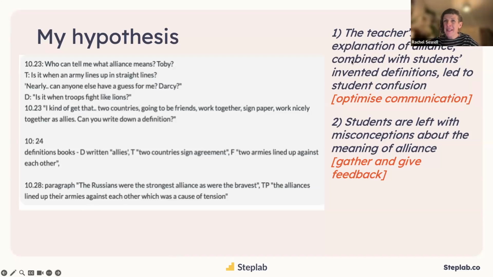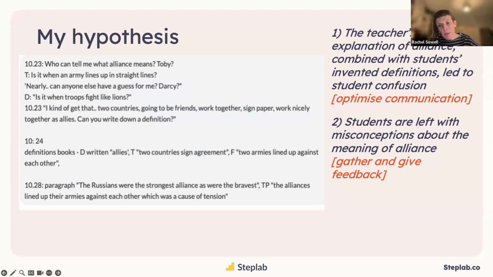So my first one is that an inaccurate approach to explanations led to students being really confused. And so perhaps I'm wondering, do we need the teacher to work on optimizing communication? So beginning with really clear explanations first. I'm also thinking, is it a bit of a problem with the teacher perhaps not gathering enough feedback? Like, should the teacher have picked up before the students got to independent practice and writing in their books that they had misconceptions? Do I need to work on that? So I've got two kinds of hypotheses about the goal that I might work on with this teacher over the coming weeks.